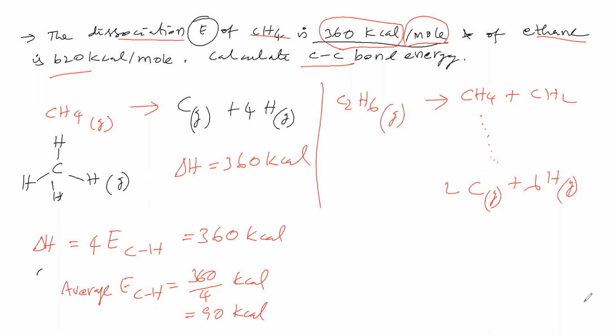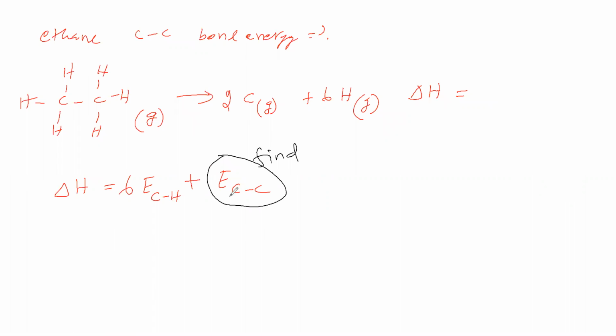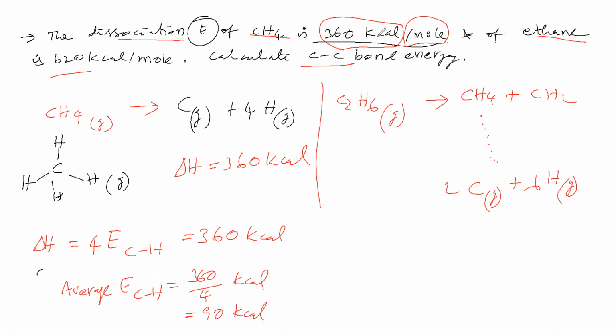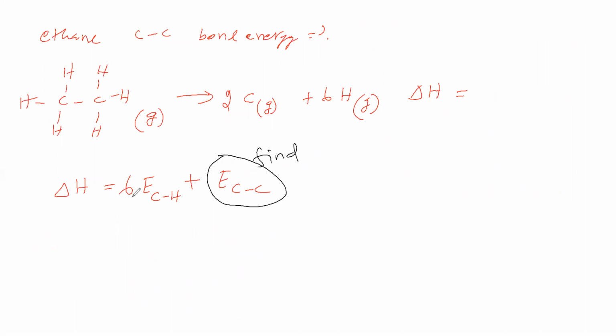So here we want the CC bond energy, which means we have to substitute the CH bond energy and delta H for this process. For this step, delta H we have to substitute and CH bond energy we have to substitute. It is given data. 360 kilocalories is given data. From 360 kilocalories, we got the average CH bond energy. Let us substitute this average CH bond energy here. So the average CH bond energy is 90 kilocalories that we have substituted. Now we have to find this CC bond energy.